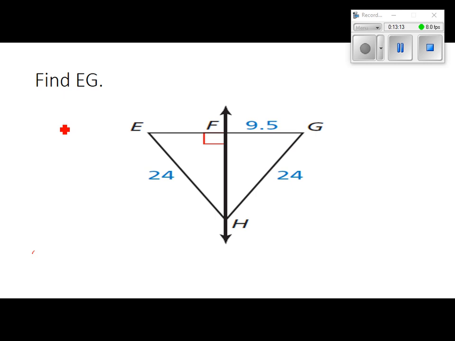Can you tell me on this one? The segment EF is 9. Fill it in there. And we know that because we didn't know this time that this was a perpendicular bisector.